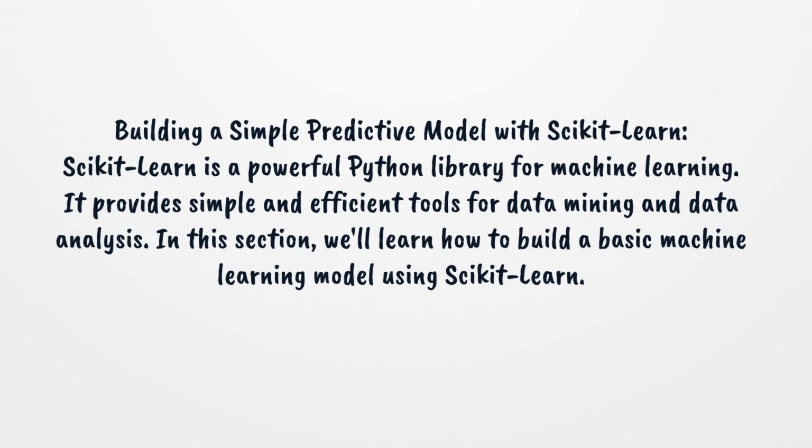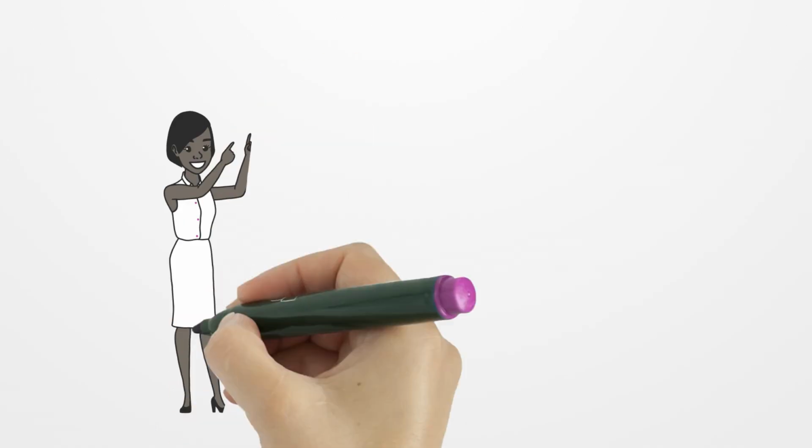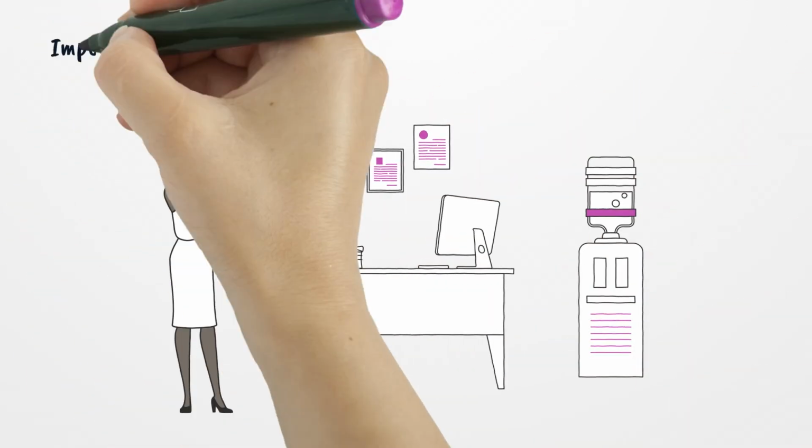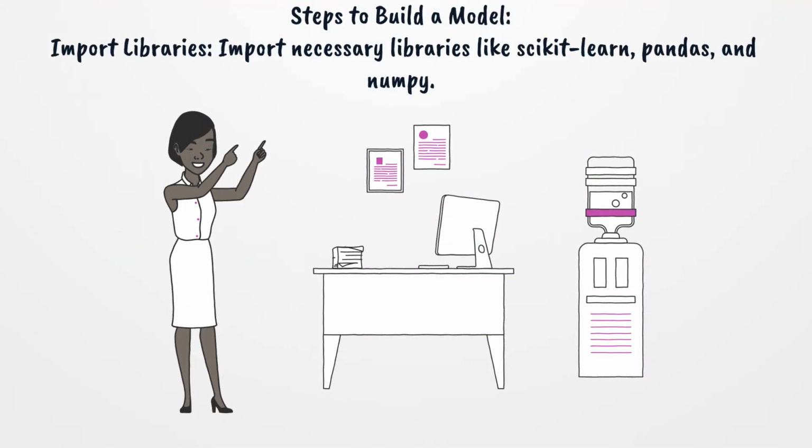Scikit-learn is a powerful Python library for machine learning. It provides simple and efficient tools for data mining and data analysis. In this section, we'll learn how to build a basic machine learning model using Scikit-learn. Steps to build a model. Import libraries. Import necessary libraries like Scikit-learn, Pandas, and NumPy.